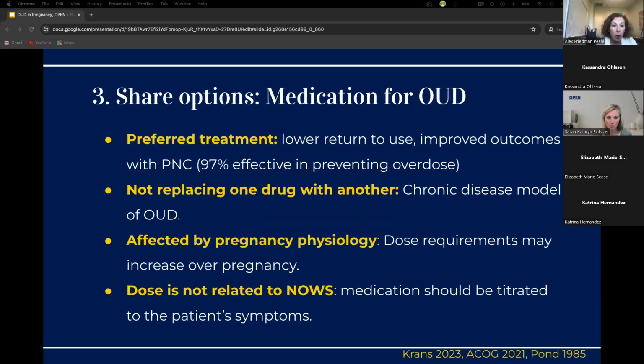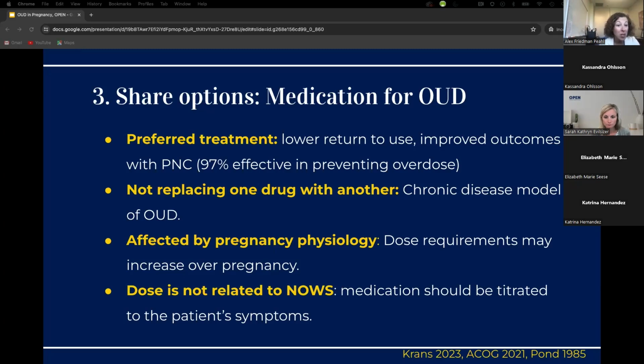The preferred option for treatment in pregnancy of opioid use disorder is medication for opioid use disorder. This is recommended by all national maternity care societies and is associated with lower return to use and improved outcomes when done in conjunction with prenatal care. In fact, one study showed that patients who maintained medication for opioid use disorder, whether that was buprenorphine or methadone, this was 97% effective in preventing overdose. It is very rare in medicine that we get such a great effect.